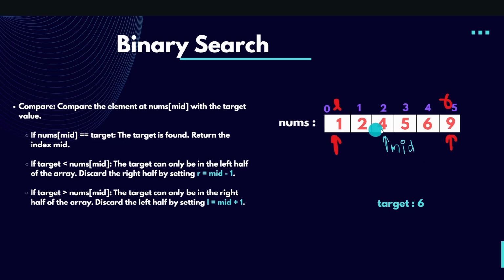So what is the nums of mid? So this is nums, this is mid. So nums of mid is 4, the target is 6. As this is sorted, the 6 will be greater than this 4. So you are going to discard this whole part below the 4. You are going to only consider this one.